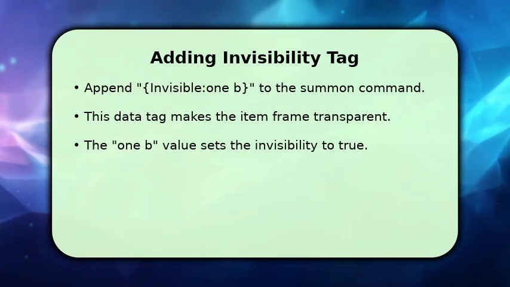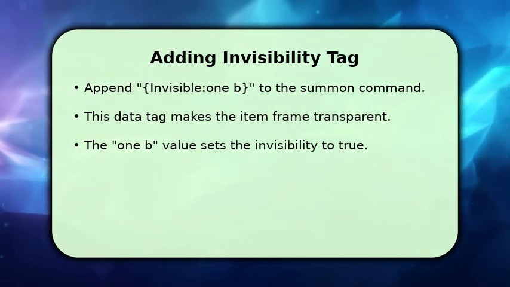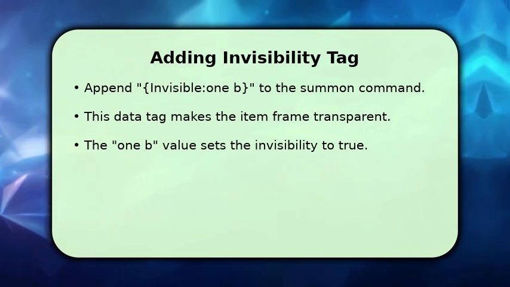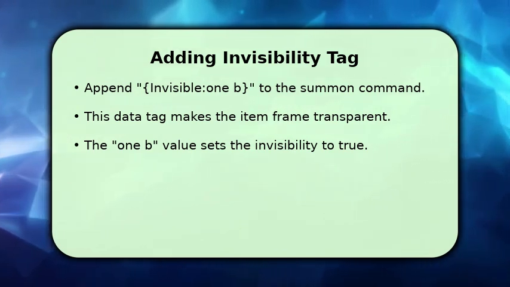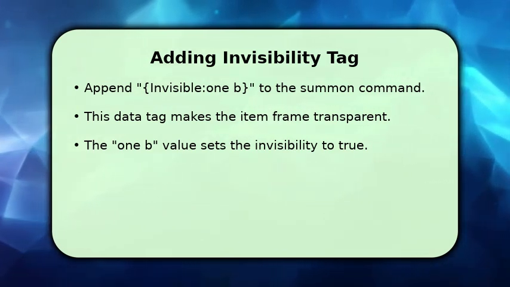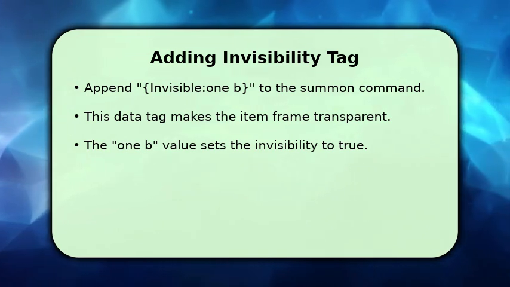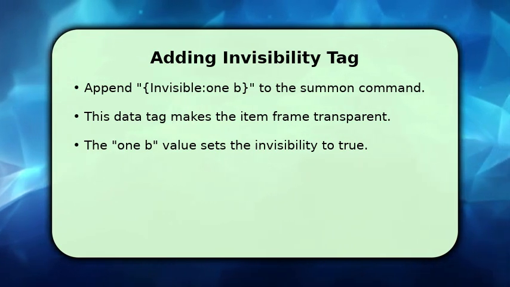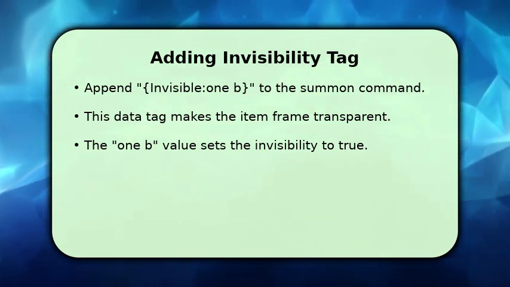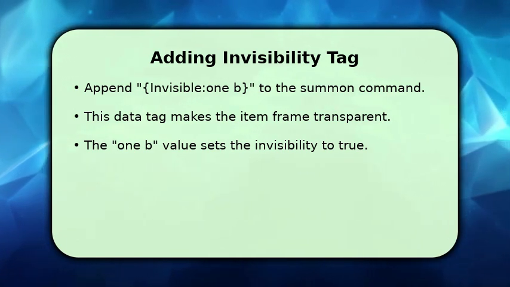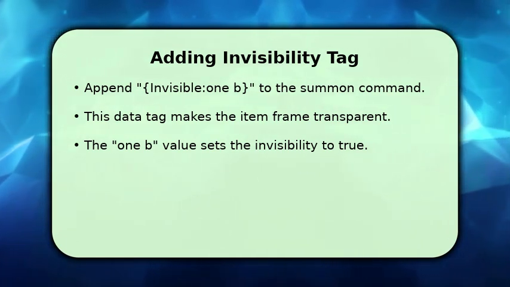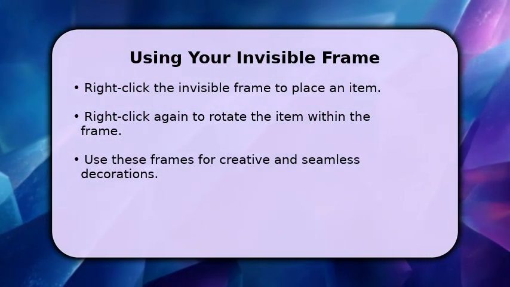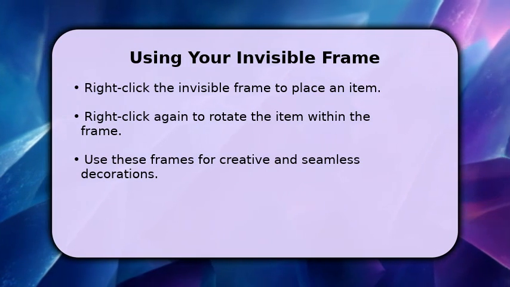To make that item frame truly invisible, we need to add a special data tag. After item frame, you'll add curly bracket, Invisible:1b, curly bracket. So the full command becomes /summon minecraft:item_frame {Invisible:1b}. This tag tells the game to render the item frame completely transparent, making it perfect for hidden displays or floating items. Once you've executed the command, you'll have an invisible item frame ready for use.